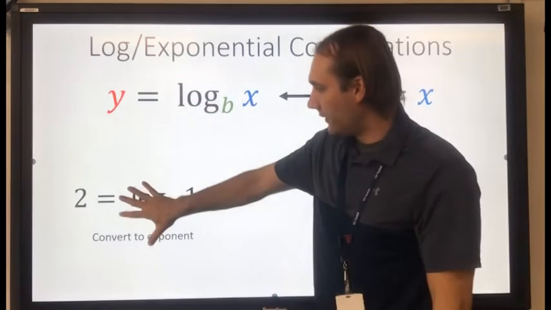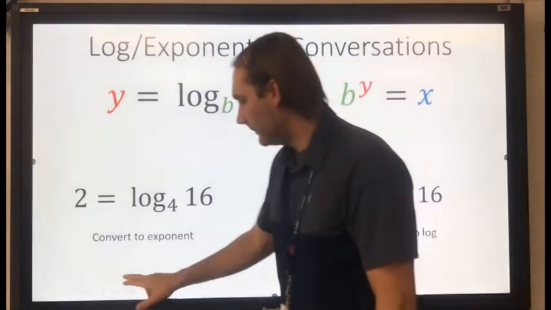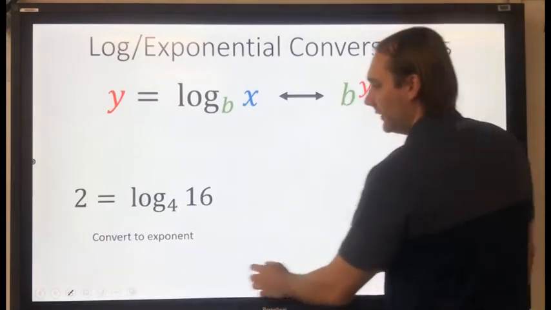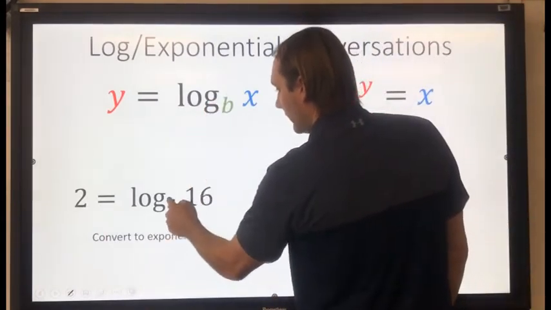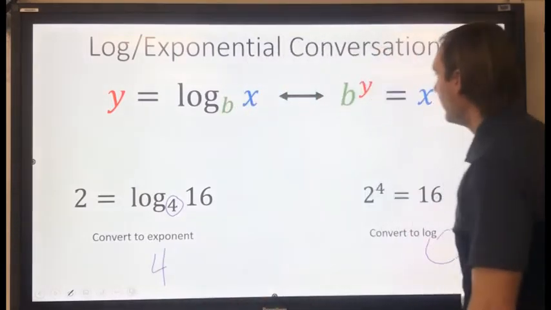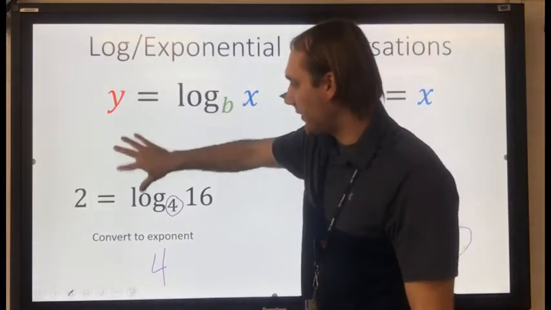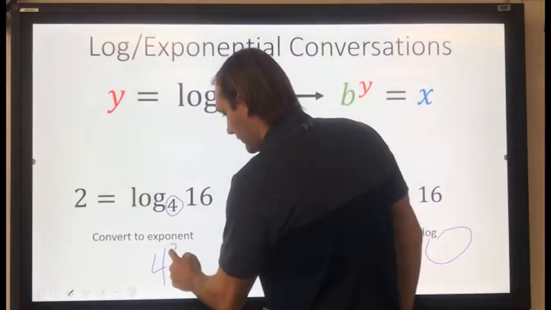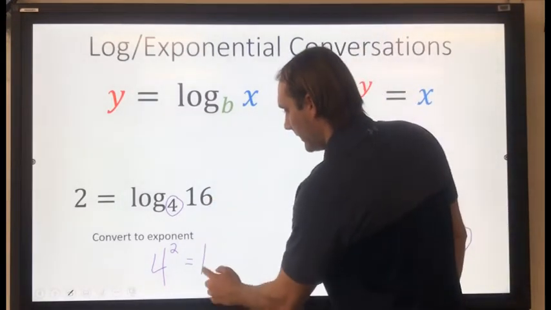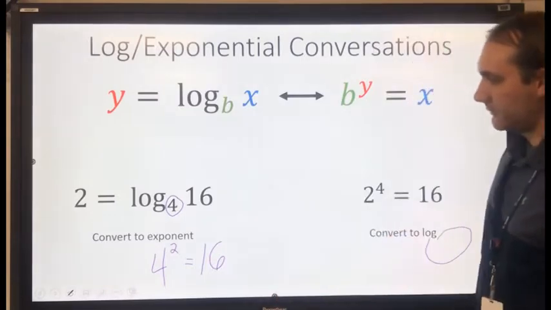So I want to convert 2 equals log base 4 of 16 into an exponent. First, what is my base? My base for my log here is 4. So I have a base 4. Next, my y. What is my exponent? My log equals the exponent, so my exponent is 2. And that equals the x value of my log. Does it not make sense that 4 squared is 16?